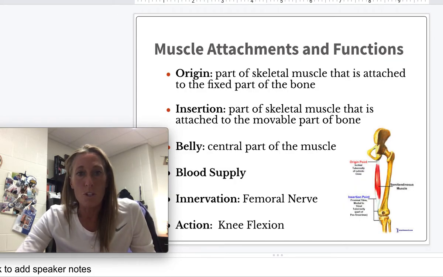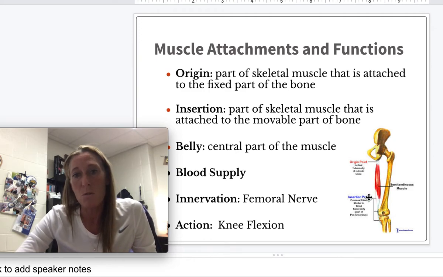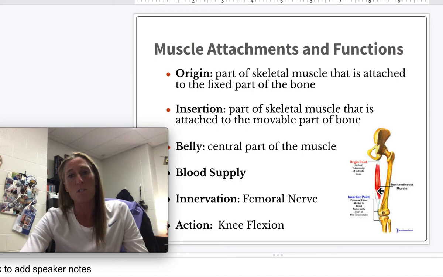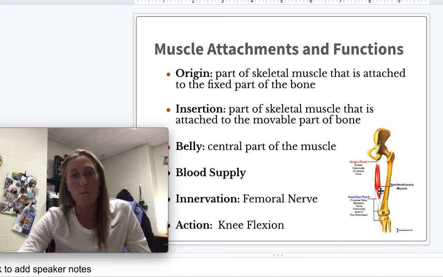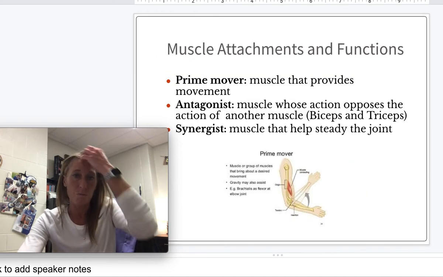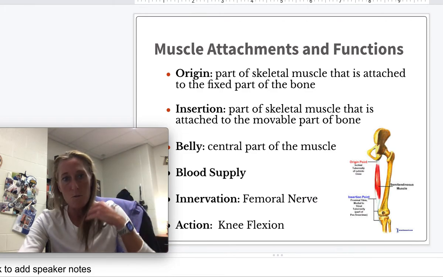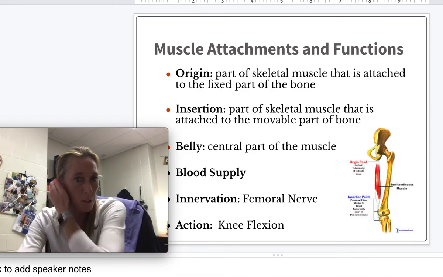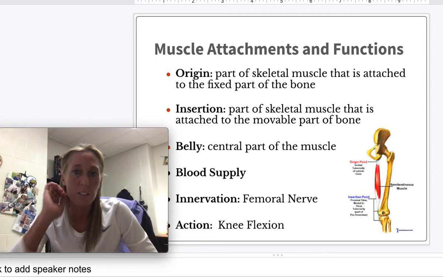There is an origin of every muscle. There is an insertion of every muscle. So where does it start? Where does it end? Where's the belly of the muscle? What is the blood supply? What nerves innervate a muscle? And then what is the action of that muscle? We are not going to learn all those things when we go through the muscles, but we will talk about them. You will not have to have them memorized in this class.